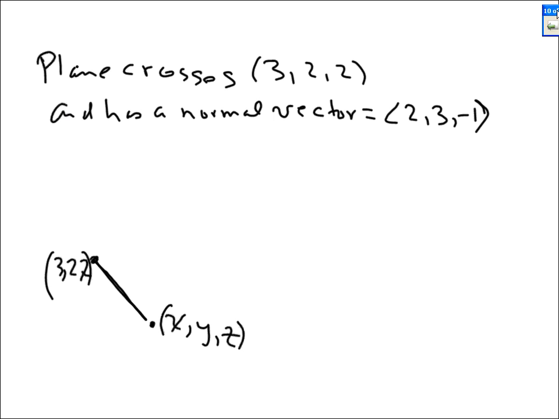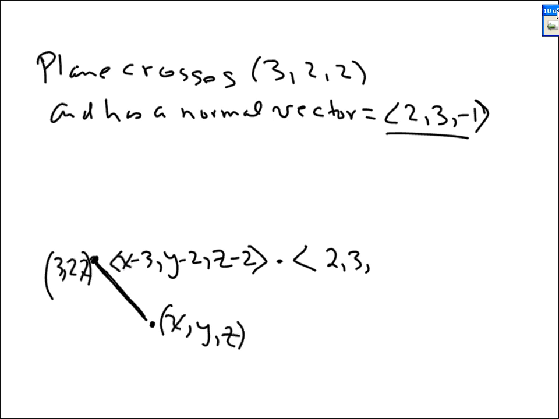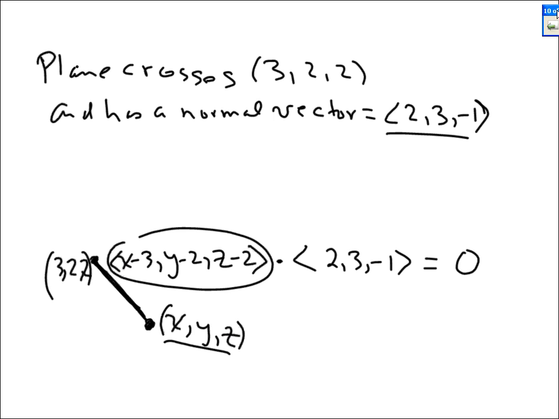But now, that vector, which is x minus 3, y minus 2, z minus 2, if I dot it with the normal vector and I get 0, that means that this vector x, y, z had to be in the plane. In fact, if it is in the plane, then this vector right here is the vector in the plane. Here's a normal vector of that plane. Any vector in the plane dotted with the normal vector will give you 0.